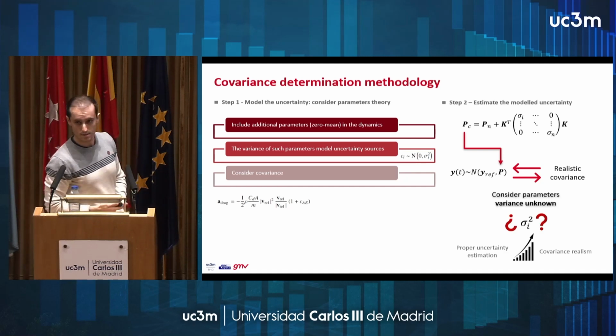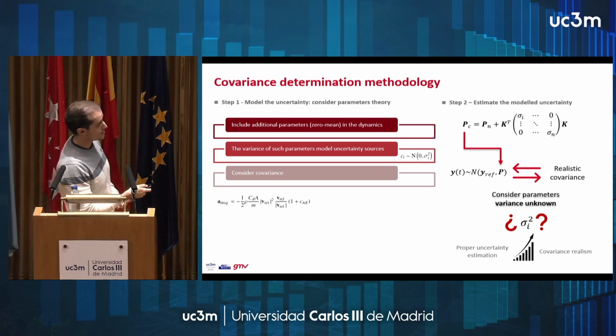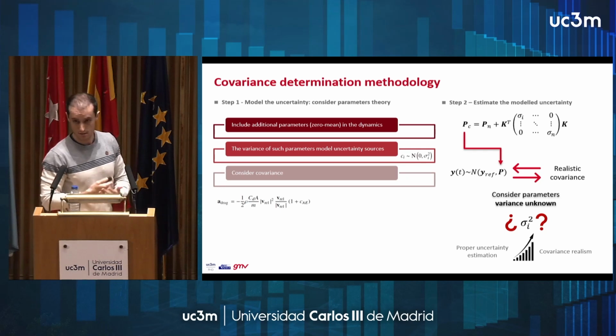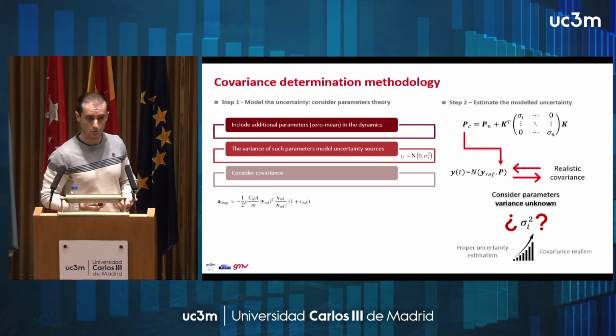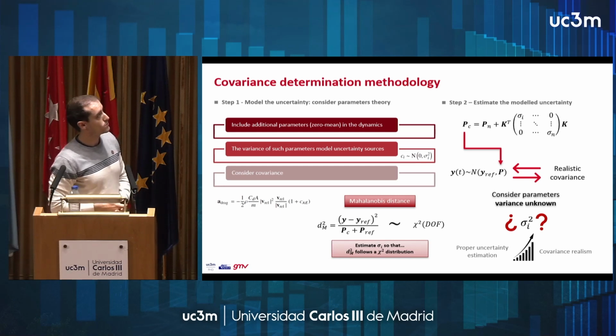However, what are the main problems that we have here? That the variance of these parameters, this is the uncertainty inside our model, is still not known. This is what we need to estimate to make it more realistic. How are we trying to do it?